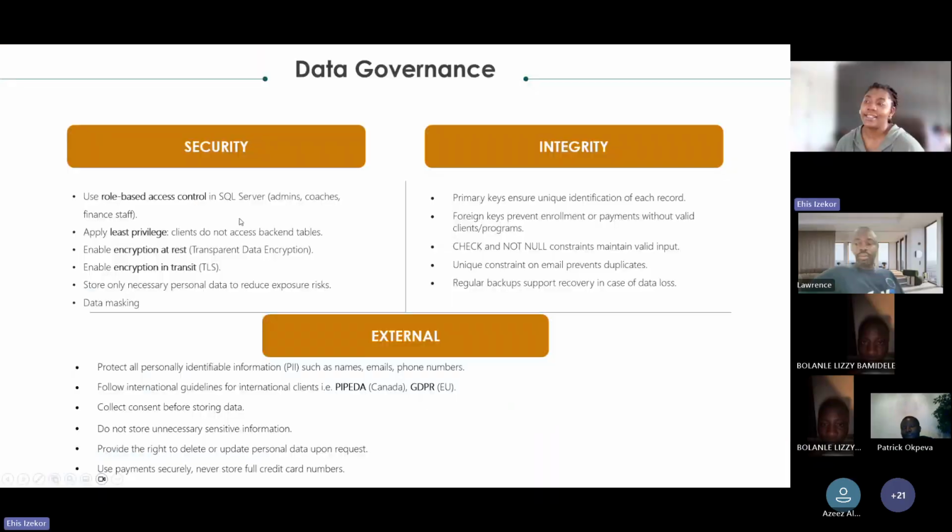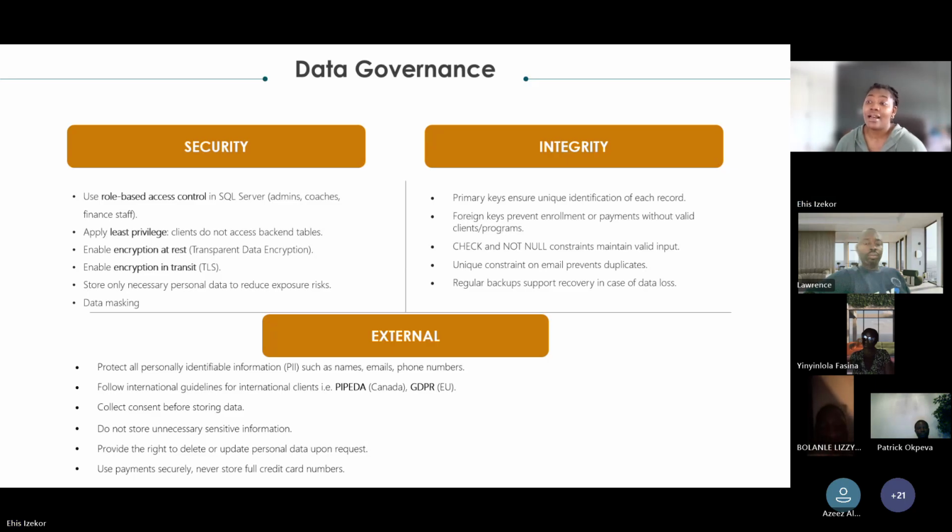For data governance, these were the measures that I put in place. Under security, I have role-based access for the admins, the SQL Server admins, coaches, and finance staff. With role-based access, you give access to individuals based on their role. The coaches, for example, only have access to the session table because that is what they need to know the clients that they're going to be having their sessions with. The finance staff have access to the payments, and the admin, of course, has access to the whole database just in case there's any troubleshooting to be done.